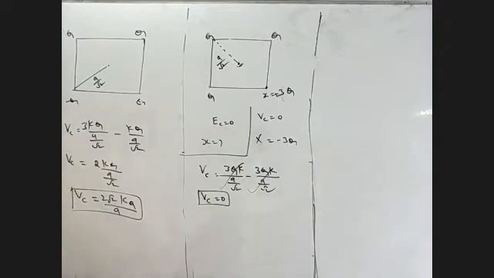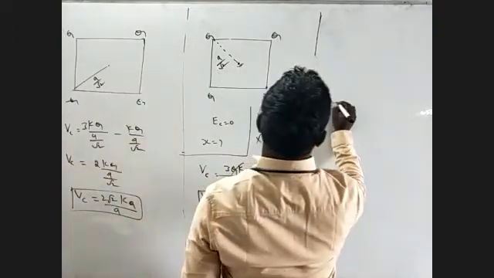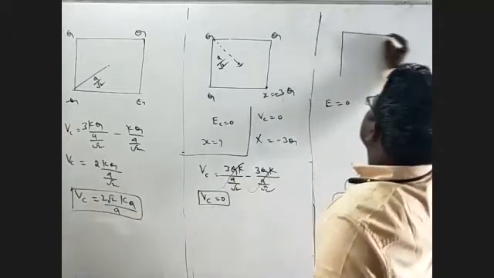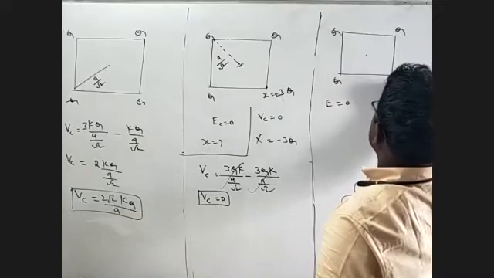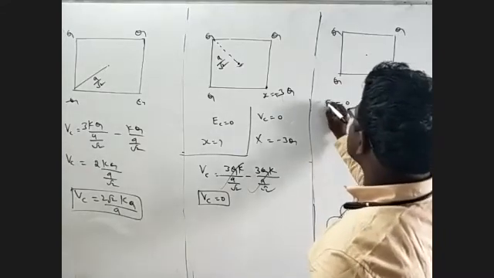Next, EC is equal to 0. When does it become 0? This is a square with Q at the corners, and at the center point X is equal to question mark. EC is also equal to 0.